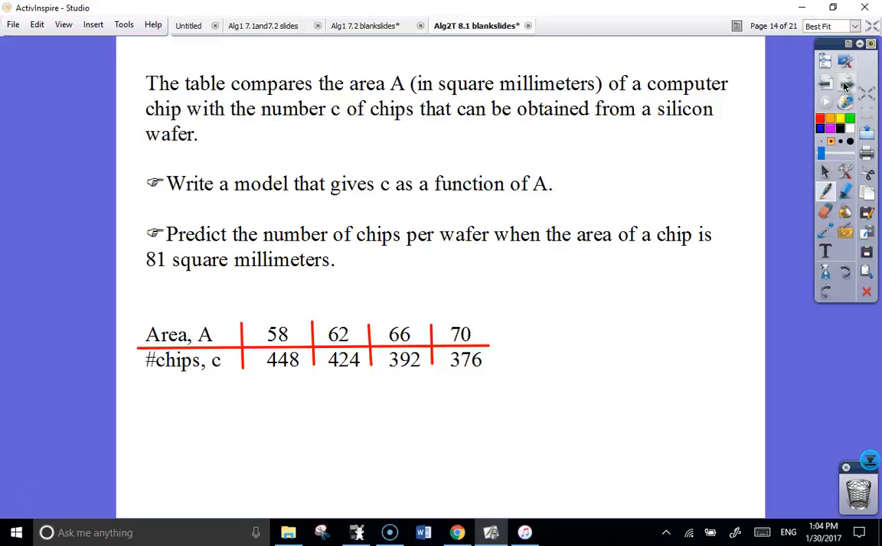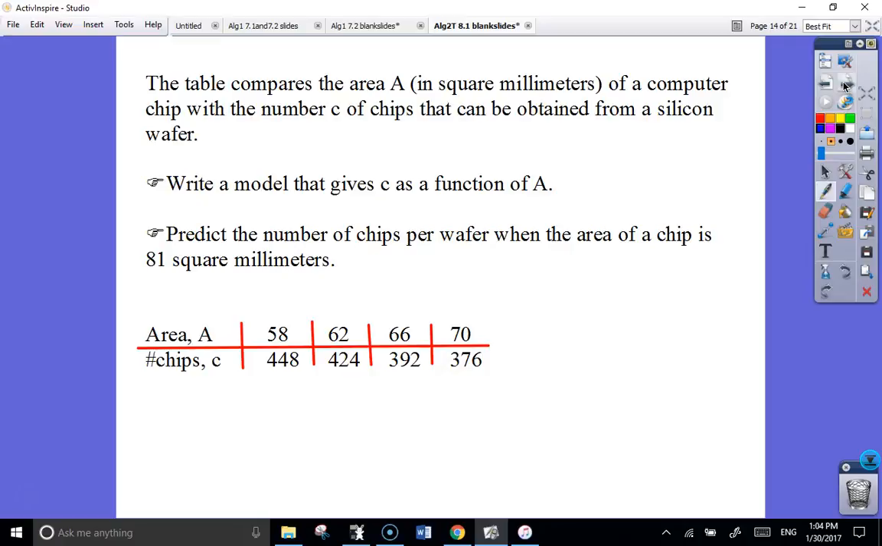Okay, the table compares the area A in square millimeters of a computer chip with the number C of chips that can be obtained from a silicon wafer. Write a model that gives C as a function of A. Then predict the number of chips per wafer when the area of the chip is 81 square millimeters.